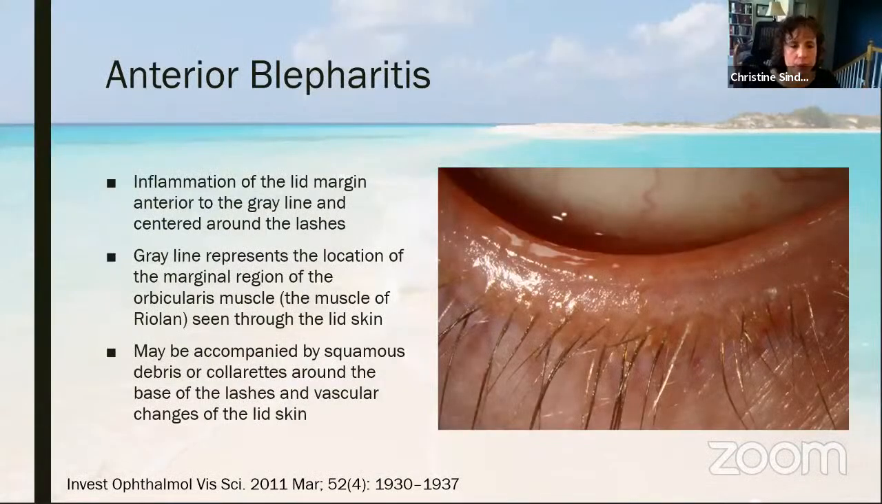Now, anterior blepharitis. When we refer to anterior blepharitis, we are talking about anything anterior to this gray line. There's that gray line right there, and anterior blepharitis is anything that's anterior to that. This would include things like Demodex, but it could also be things like allergy. It could be lid disease. There are many things that are anterior blepharitis. Typically, we refer to that when we talk about lid scurf or debris on the anterior surface of the eye.